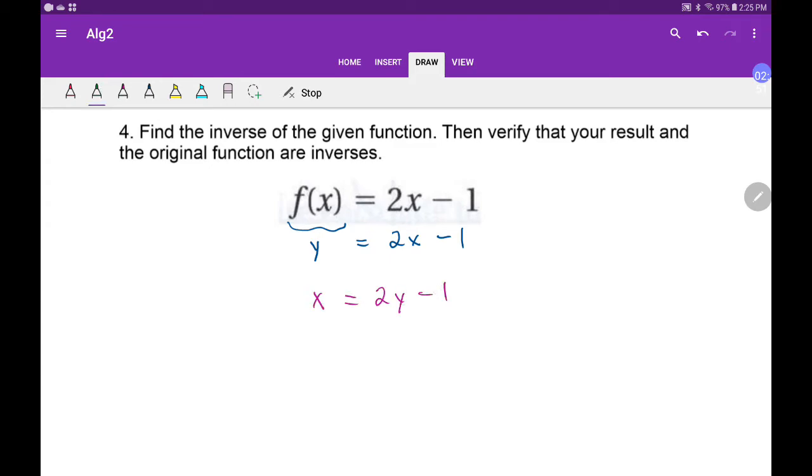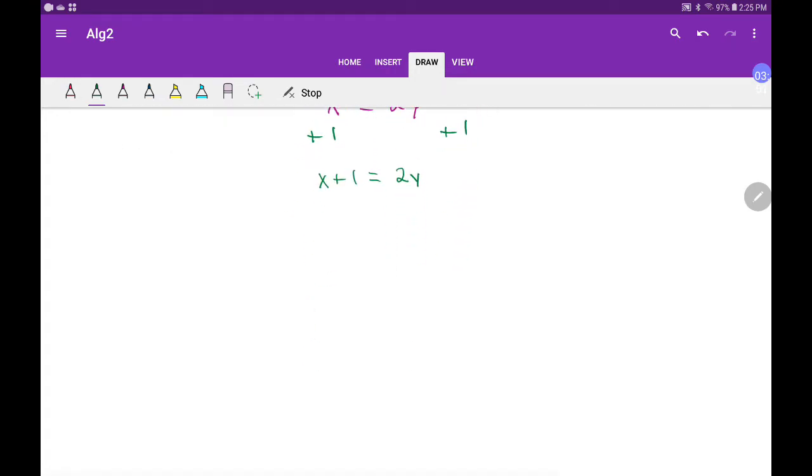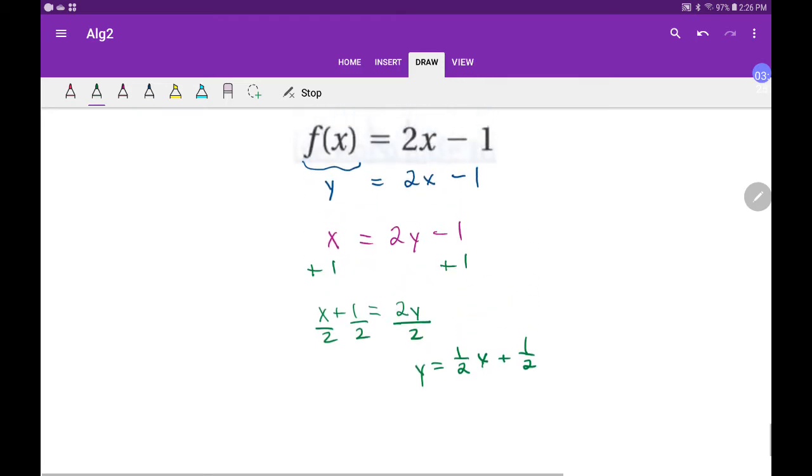Now we have to solve for y, just to get back like we normally are. So we have x plus 1 is equal to 2y. And I'm going to divide both sides by 2. And so I'm going to say y all by itself now. I'll say 1/2 x, because x over 2 is 1/2 x, and then plus 1/2, okay? So I guess I could go back and say that I divided both things by 2. That would probably make it look better. All right, so here's my inverse function.